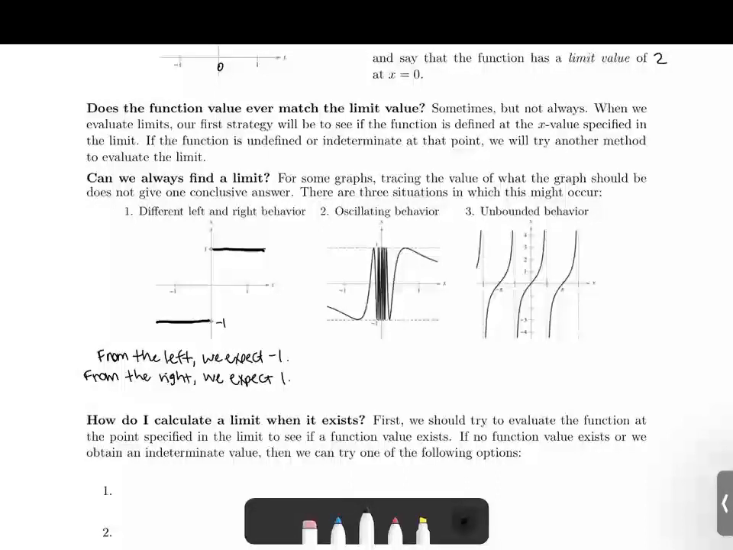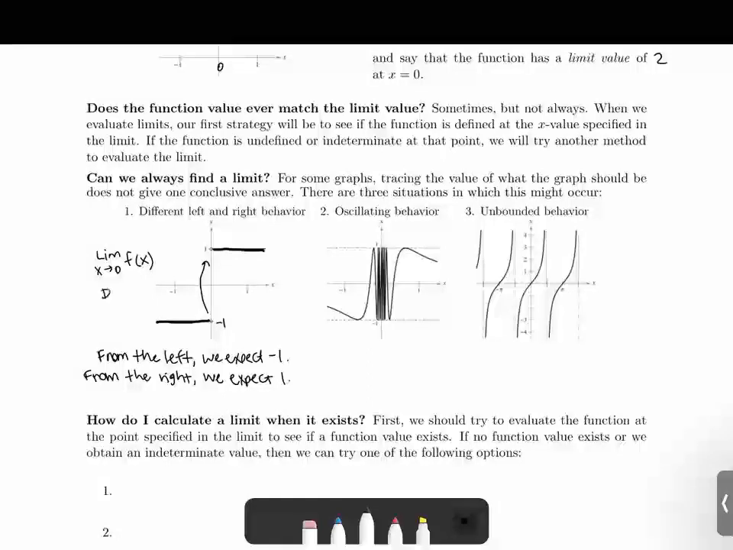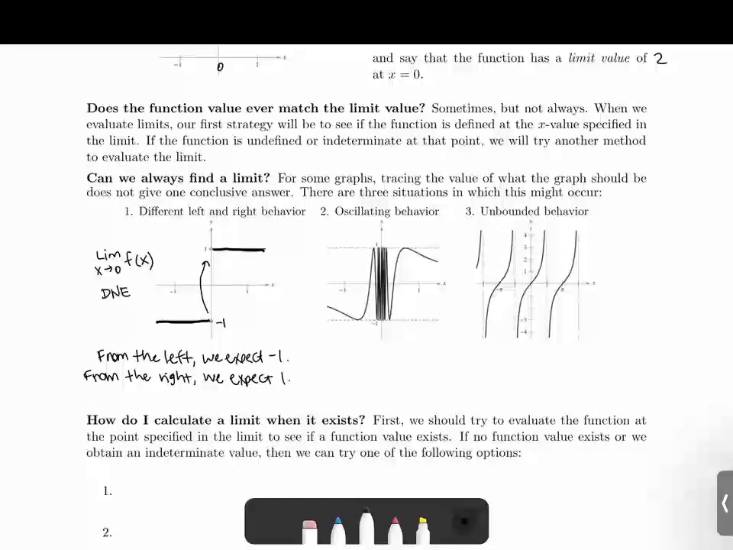This is what's happening when we have different left and right behavior. This essentially can be seen by a jump in the graph. At the left of 0, we're at this horizontal line, and then we jump up and something different happens on the other side of 0. So this tells us that the limit as x goes to 0 of f of x, using that same notation as before, does not exist, because on the left it should be -1, and on the right it should be +1. There's no good reason that one or the other should be the limit value. So we say that this does not exist, and most instructors will abbreviate this DNE.